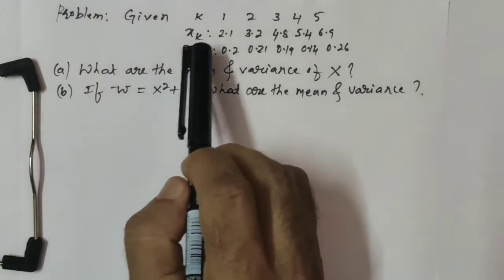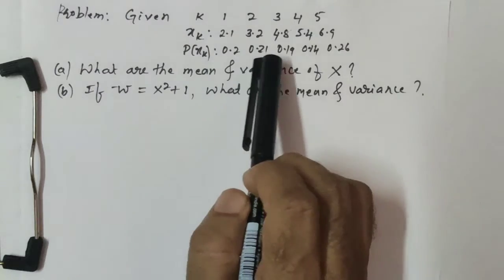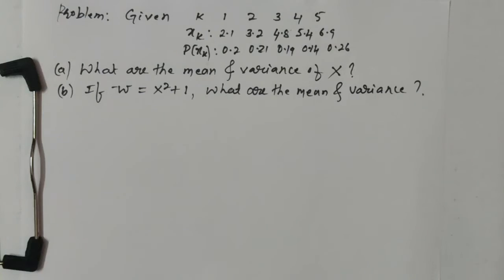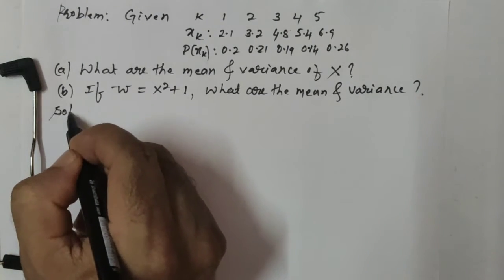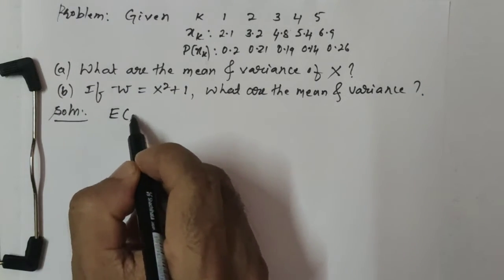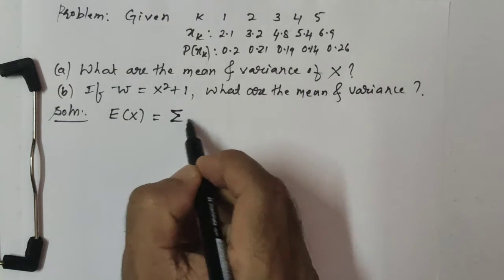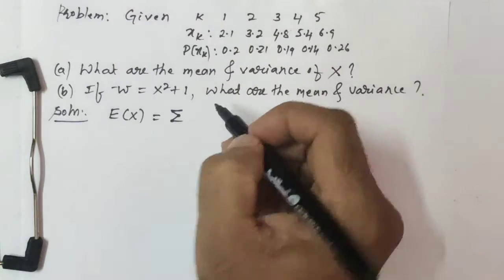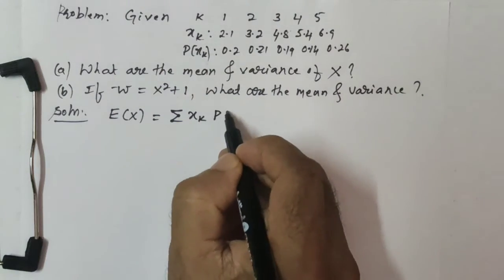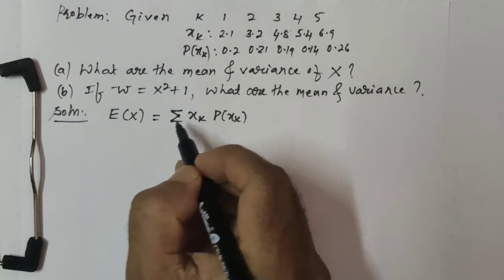So the random variable x takes these values and their probabilities are here. We need to find the mean of x as well as variance of x. Solution: the mean of x is the expected value of x, and it is given by the formula. It is the sum of xk into p of xk, for k equal to 1 to 5. This is also known as the weighted average.